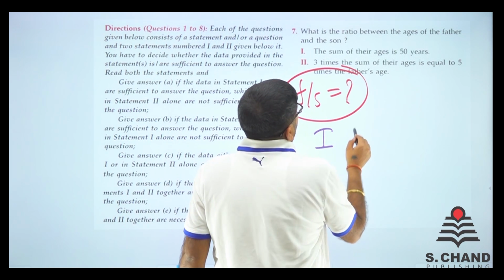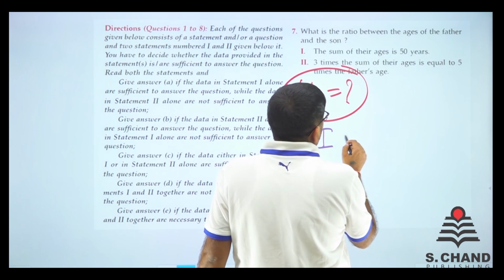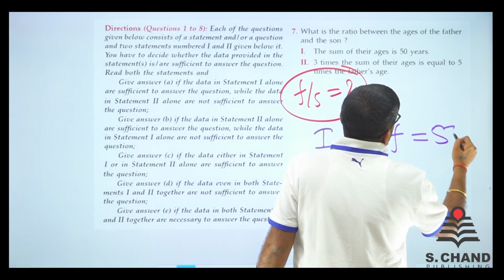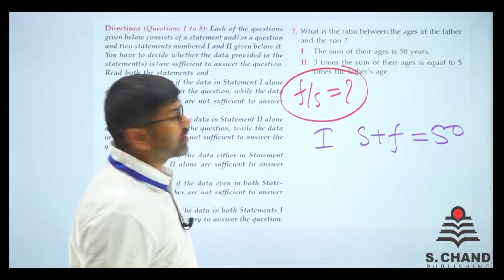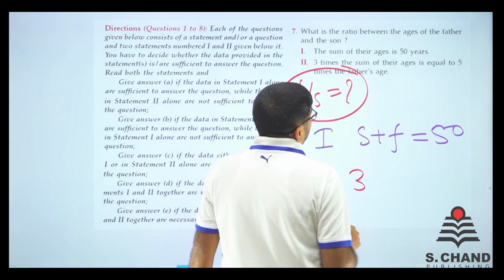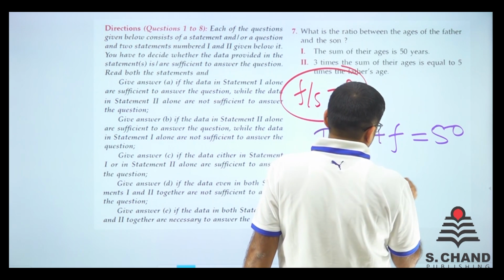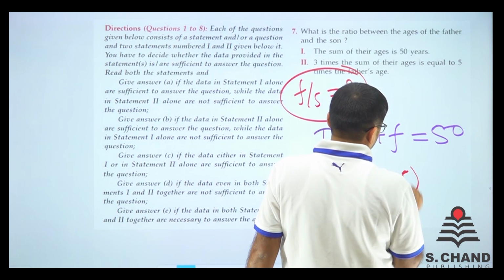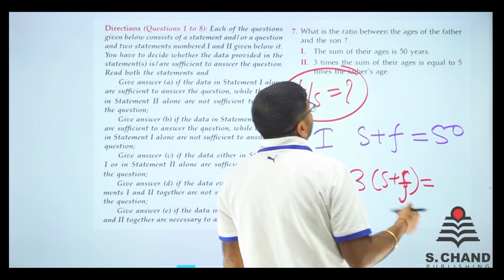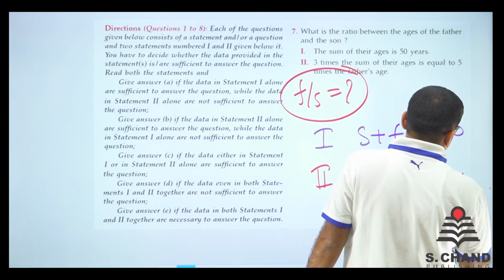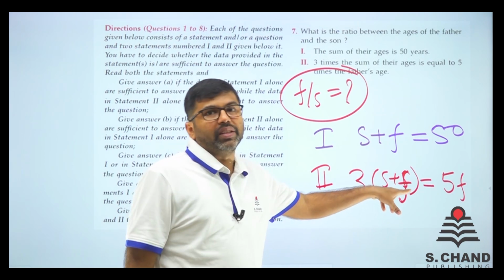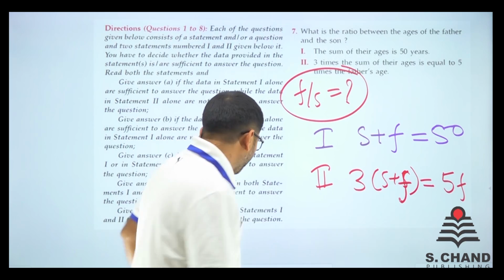पहला पॉइंट कह रहा है the sum of their ages is 50. So it says S plus F is equal to 50. Second देखिएगा. 3 times the sum of their ages, S plus F, is equal to 5 times the age of father, 5F. 3 times the sum of their ages is 5 times the father's age.